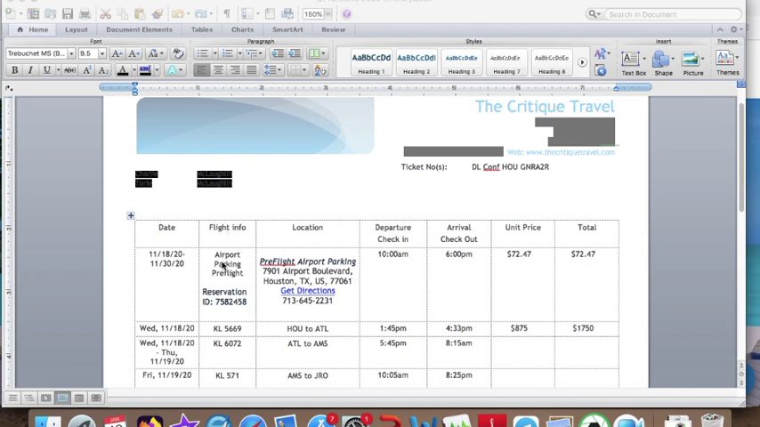So flight info, airport parking, pre-flight. So your reservation goes here. Pre-flight airport parking. So I usually put it here, because this is flight info, but this is also info in general.